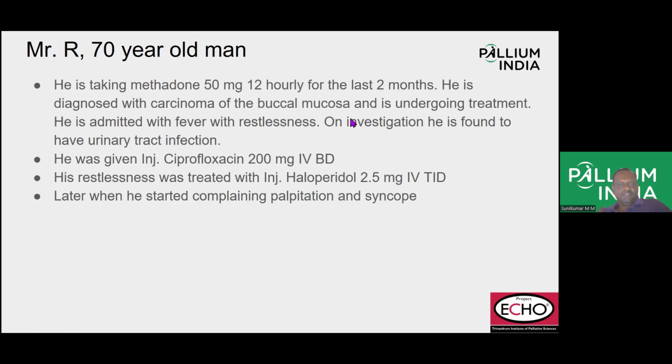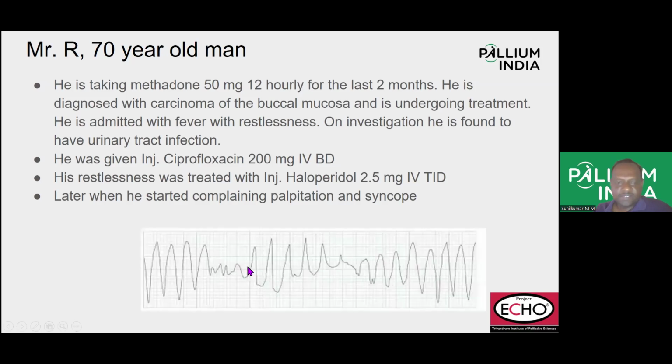Okay. So as you told, an ECG was taken. So this is what the ECG looks like. So what's your diagnosis? Ventricular tachycardia. Yeah, this is Torsades de pointes. Okay.